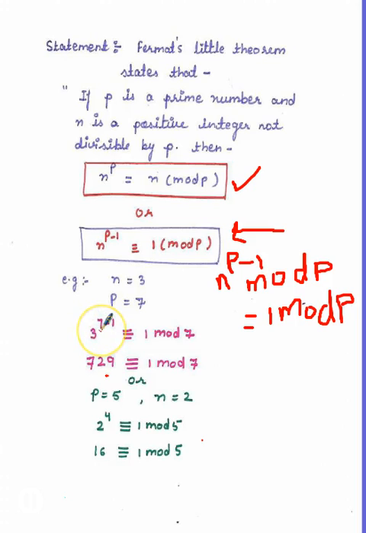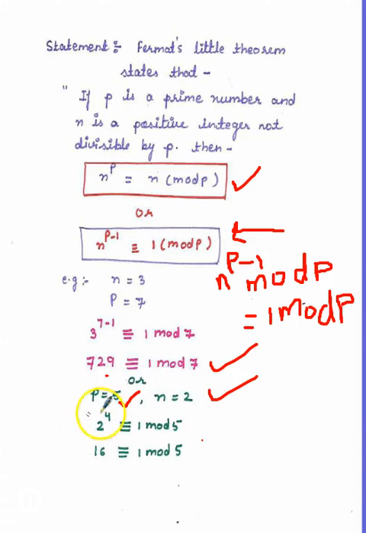3 to the power 7 minus 1, means 3 to the power 6, is congruent to 1 mod 7. 3 to the power 6 comes out to be 729, which is congruent to 1 mod 7. Or for another example, let p equal 5 and n equal 2. Yes, p is a prime number, and n, 2 are co-prime.